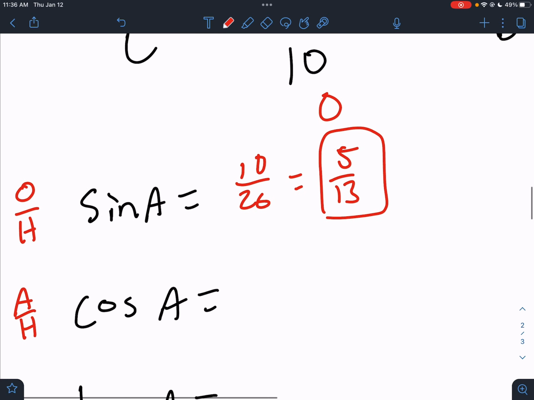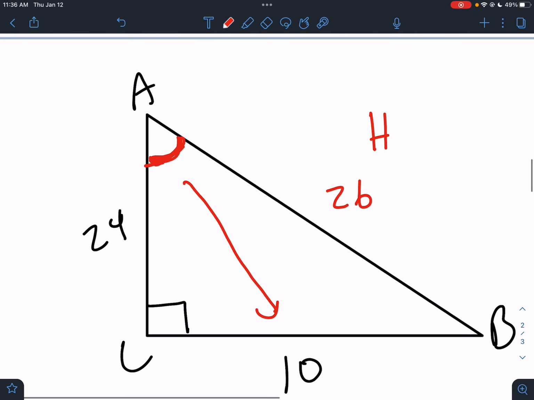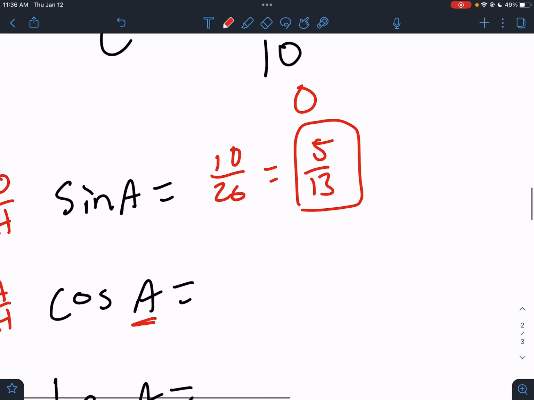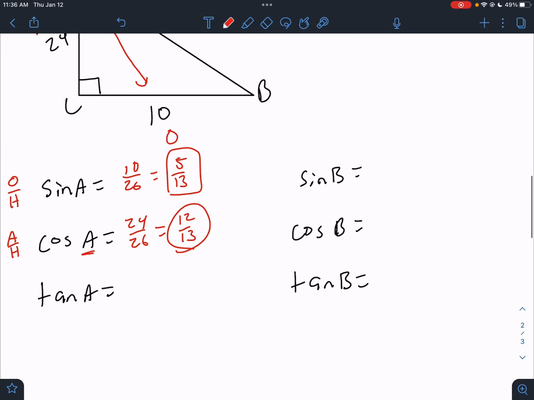But this is talking about angle A. So we go to angle A. This would be the adjacent leg. This would still be the hypotenuse. That is 24 divided by 26. We reduce that, and that would have to be 12 over 13. And the tangent is O over A, which is opposite. That's the TOA, part of Sohcahtoa.